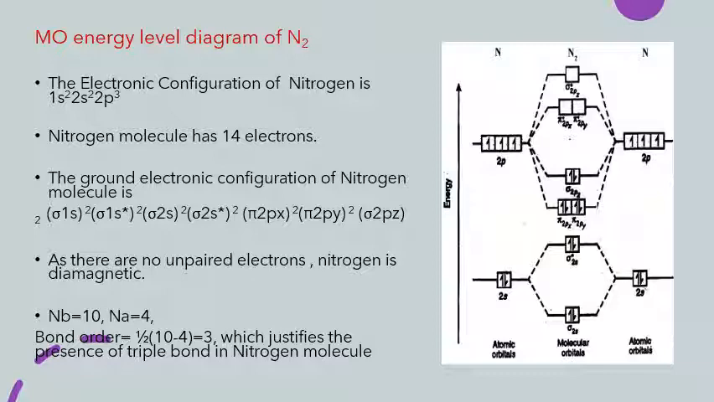These 14 electrons will get filled in the molecular orbitals based on the Aufbau, Pauli's and Hund's rule of maximum multiplicity. After filling the electrons, you can observe there are no unpaired electrons at all. So the nitrogen molecule is diamagnetic in nature. And the bond order is obtained as 3 because there are 10 bonding electrons and 4 antibonding electrons. So the bond order of 3 justifies the presence of a triple bond in the nitrogen molecule.